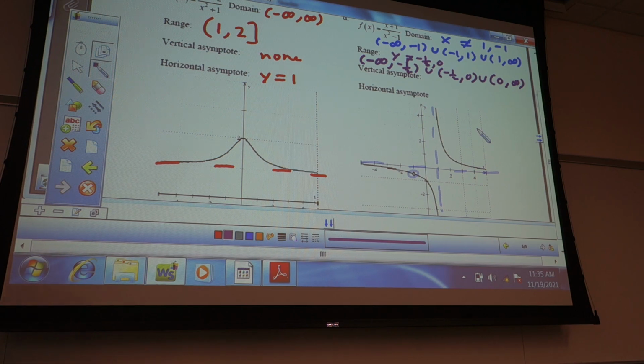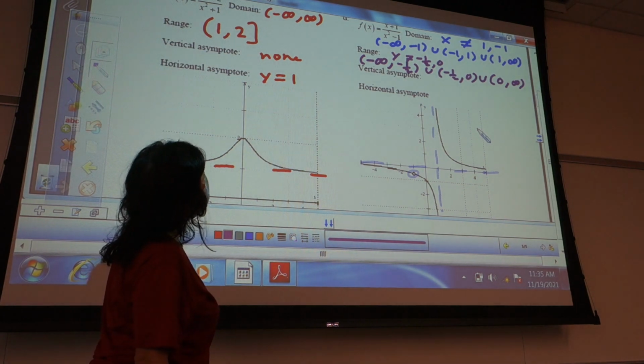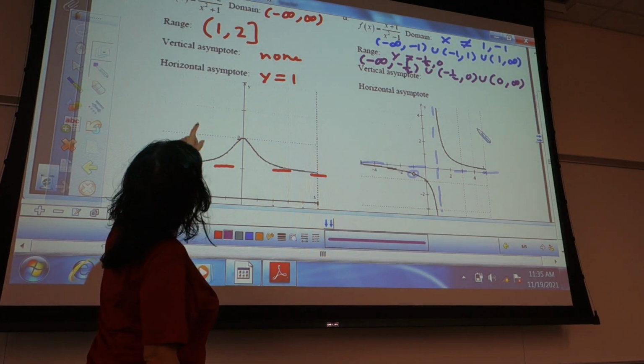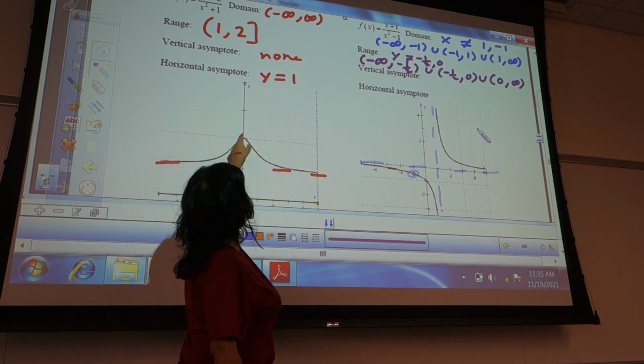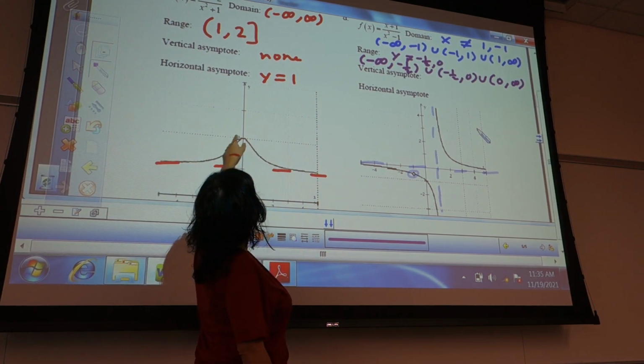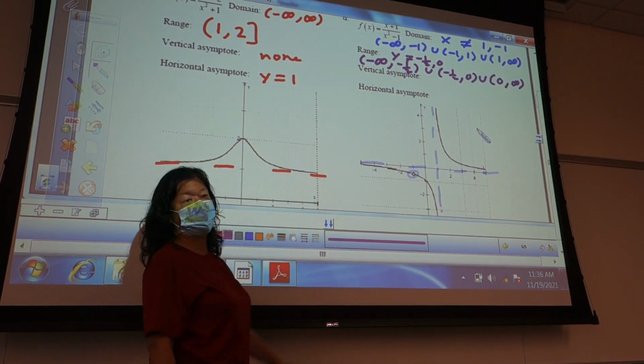For C, should domain have x can't equal something? No, this one doesn't. There's nothing that x can't be. X can be anything. There's no restrictions on x.